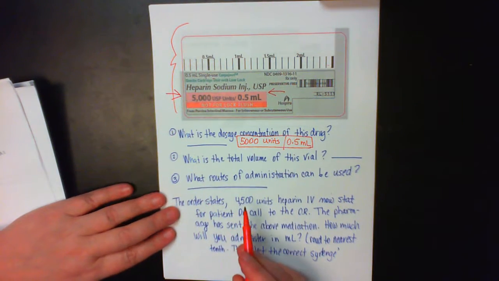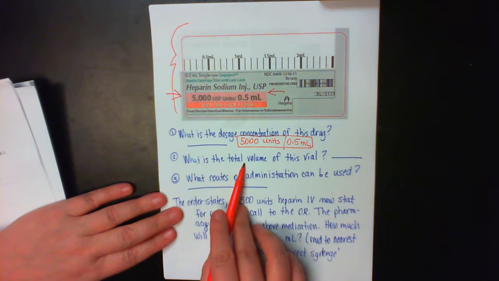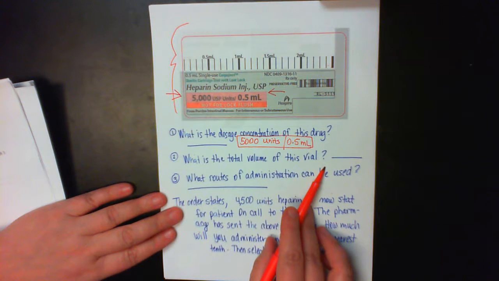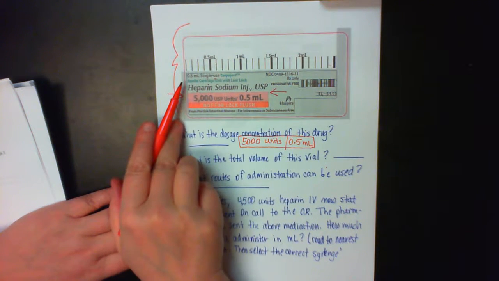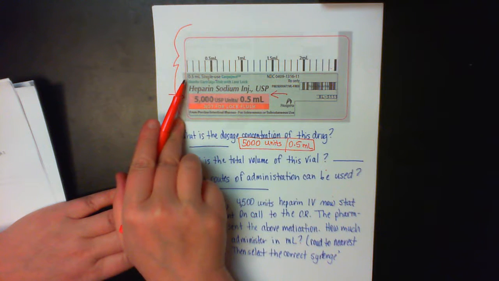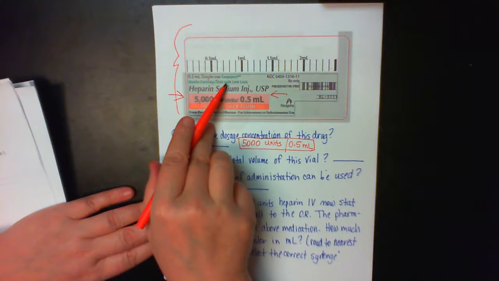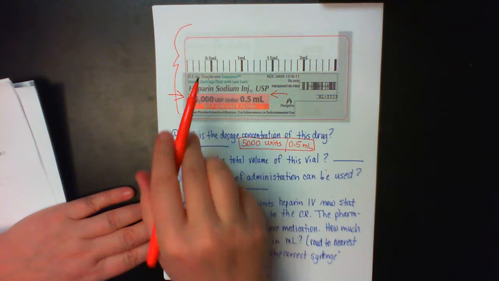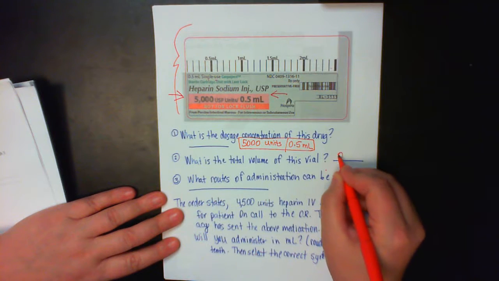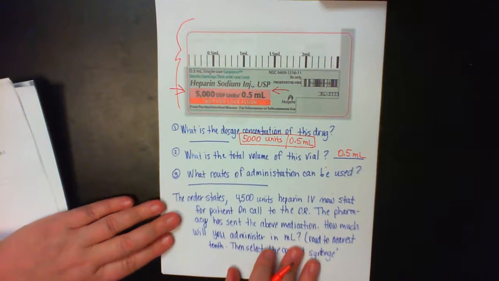Okay? So the next one has a question of what is the total volume of this vial? So we got to look up here and find our total unit of our vial. So see here how it tells us we have a 0.5 milliliter single-use Capuject. So what is the total unit of our vial? It would be 0.5 milliliters. All right.